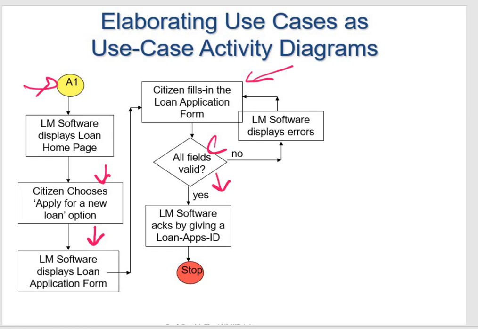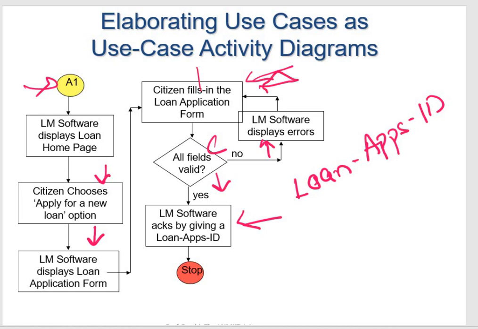So I've reached here. So my loan management software displays the loan home page. So citizen chooses apply for a loan, and my loan management software displays loan application form this time. Citizen fills the loan application form. Once again I need to check if the fields are valid, then loan management software acknowledges by giving loan application ID.